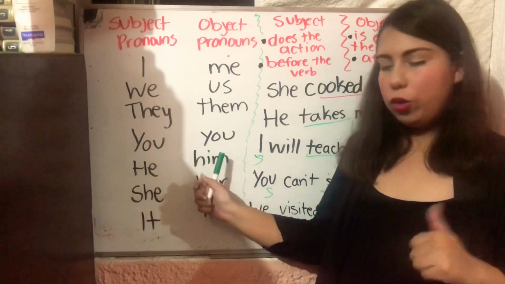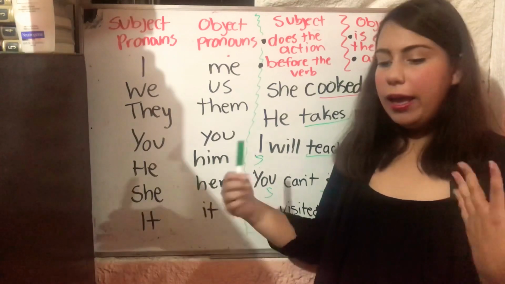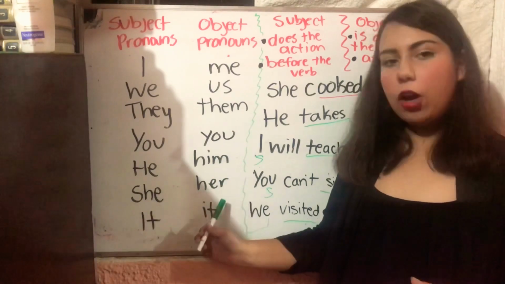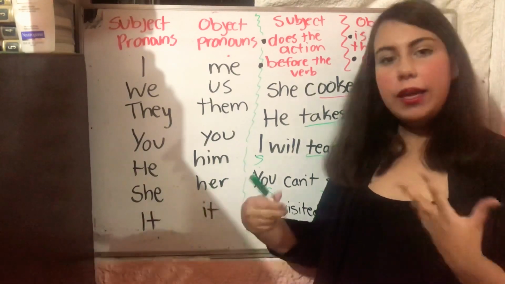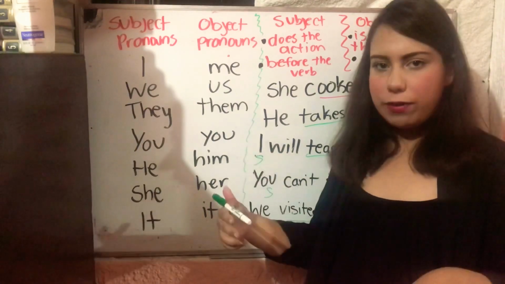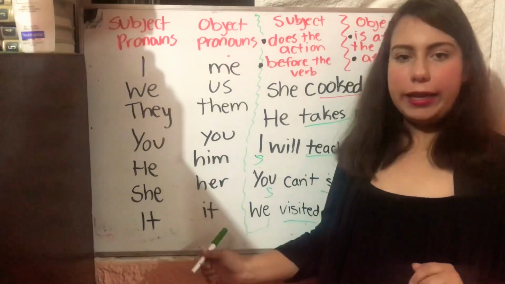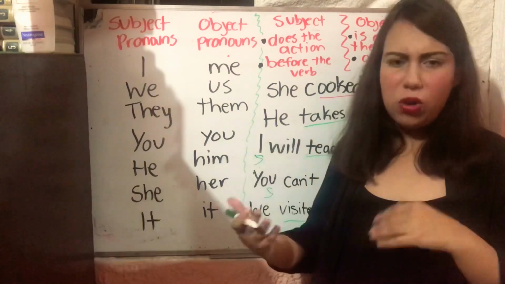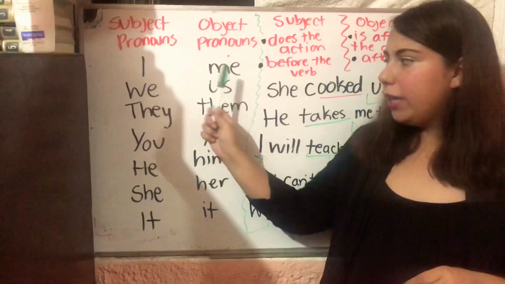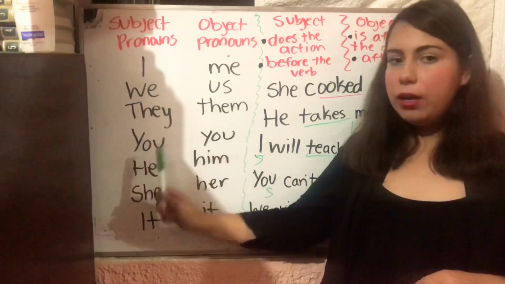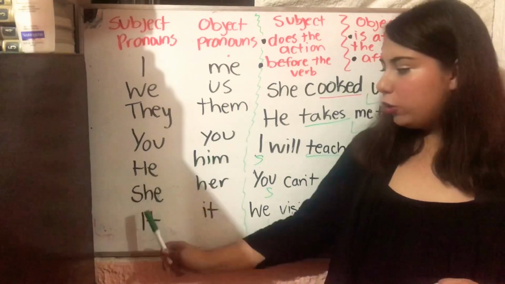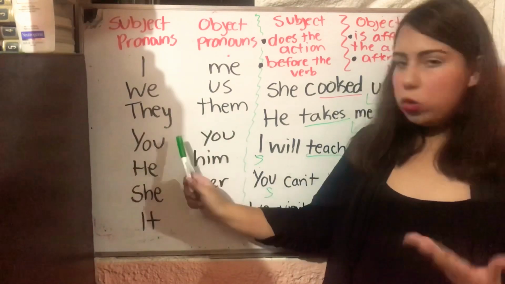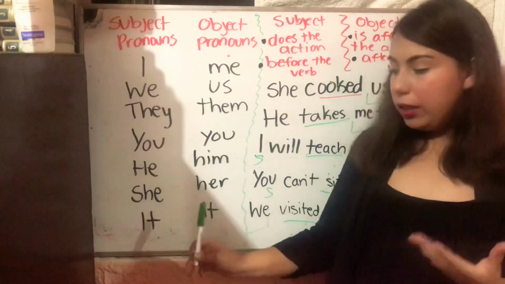¿Ok? Entonces, you, you. He, him. Esto es tercera persona singular para masculino, o sea, él. She, her. Otra vez, tercera persona singular para femenino, o sea, ella. It, it. Tercera persona singular para una cosa, para un objeto. Es como eso o como cosa, ¿ok? Entonces, I, me, we, us, they, them, you, he, him, she, her, it. Ok, o sea, yo, nosotros, ellos, usted o ustedes, él, ella, eso o cosa.